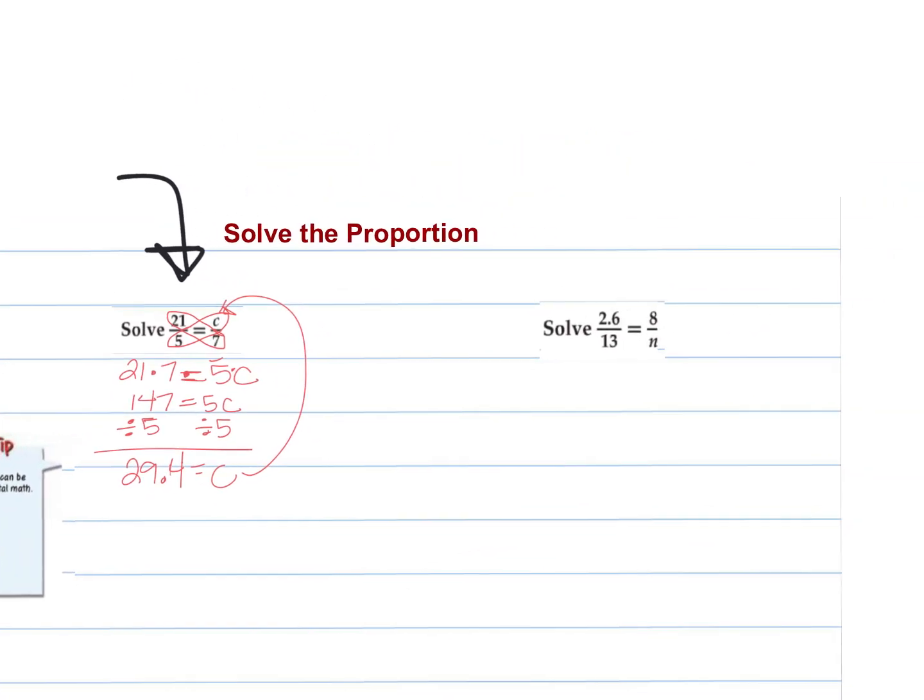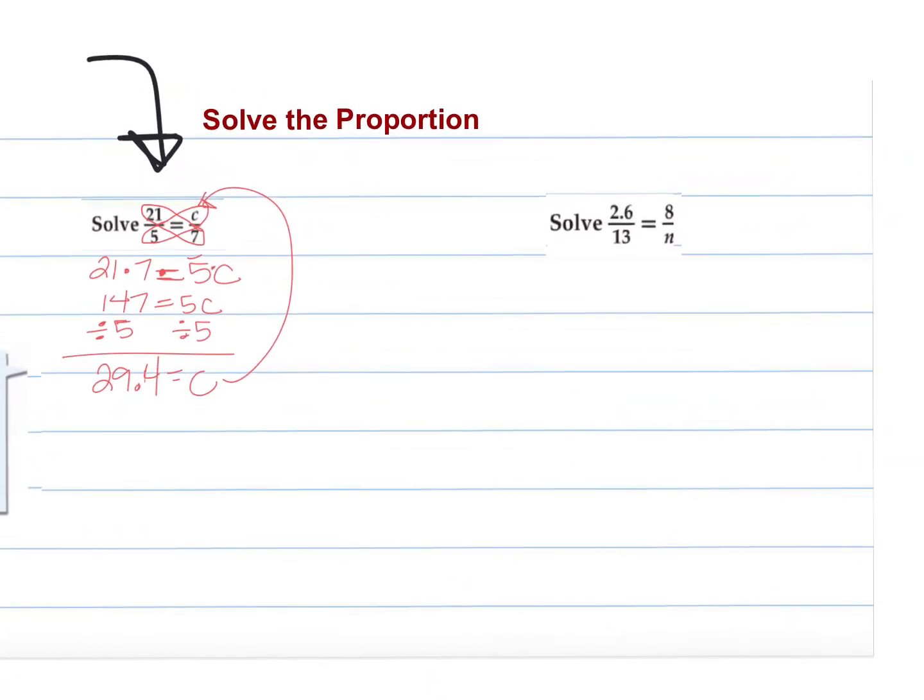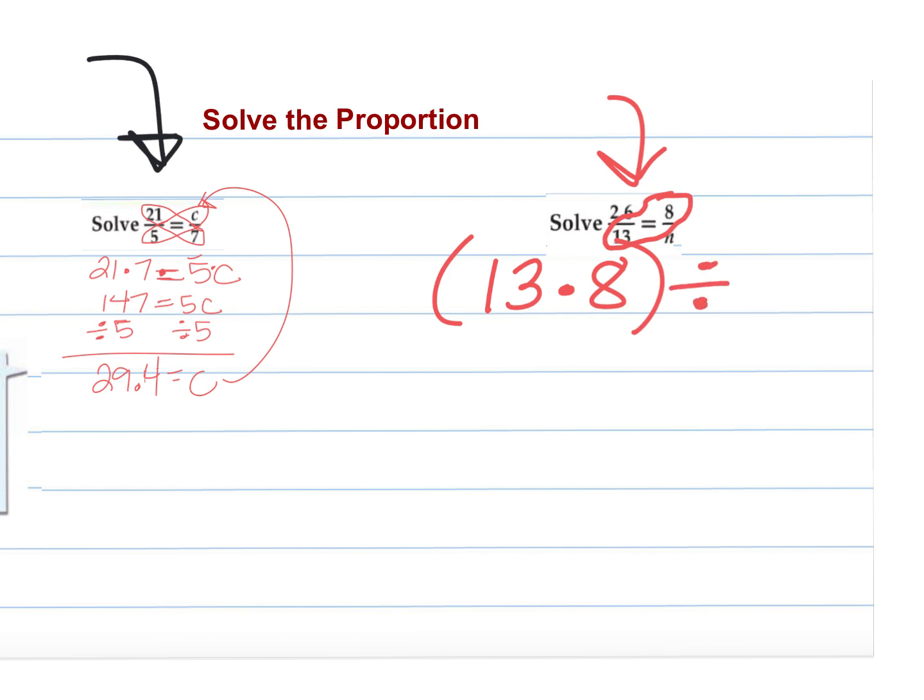Let's do another one. So really what we're doing is we have 2 and 6/10 to 13 is the same as 8 to n. We're taking the diagonal that has the two numbers, not the variable one, 13 times 8, and then we're going to divide it by the third number, which is 2 and 6/10. So I would do 13 times 8 divided by 2.6. And then n, we always want to say the variable, equals 40.